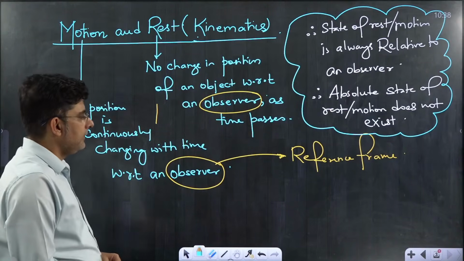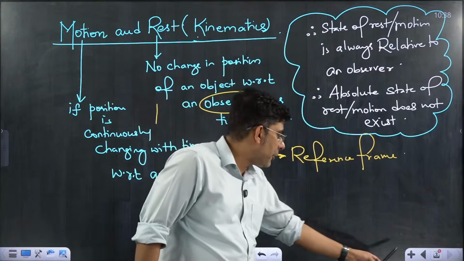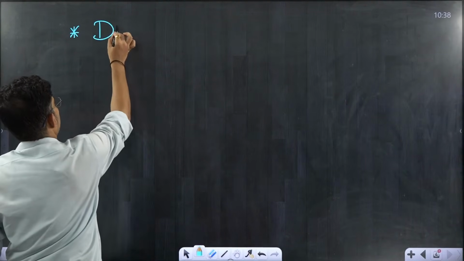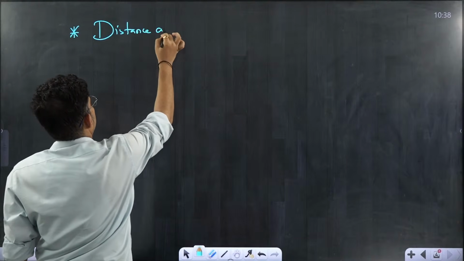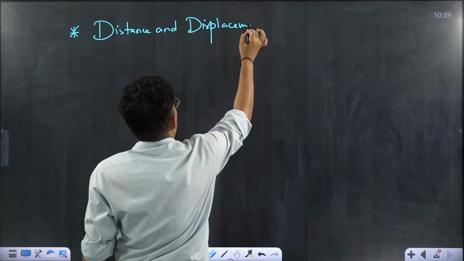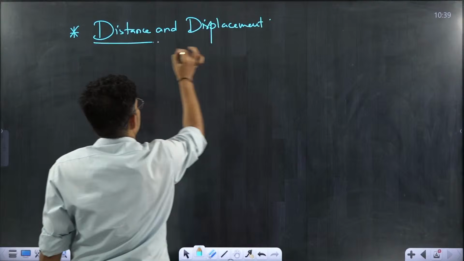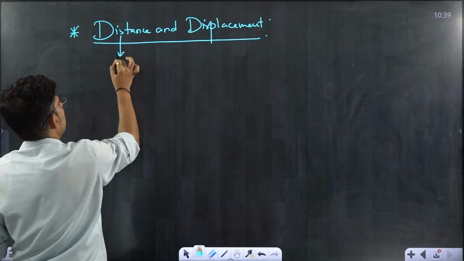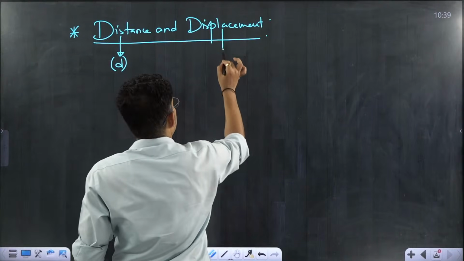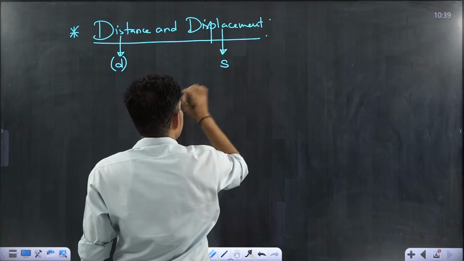Now let's see some important terms which we associate while we are studying rest and motion. When I said that we are talking of change of position, we use two terms first, called distance and displacement. We will be representing distance by the letter D just for our convenience, and we will be taking displacement by the letter S.